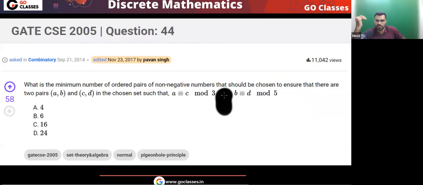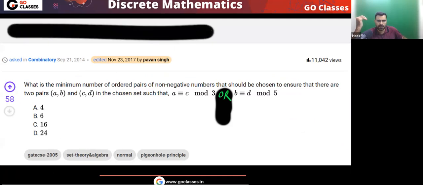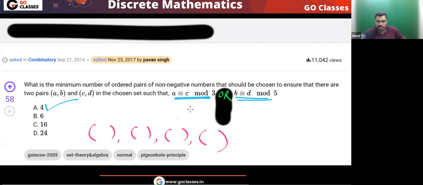now what will be the answer? If I put OR here, now the answer will be what? Either this happens or this happens. Now the answer will be 4, because with 4 ordered pairs, this will happen, right? Yes or no? If you take 4 ordered pairs, then definitely this will happen.